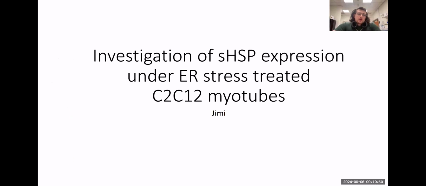I'll briefly go through the things that I'm going to include in the introduction of my thesis and what data I have at the moment, and at the end I want to raise some of the issues that I'm facing. I hope I can get some input before I move to my statistical analysis. This is my final topic: my master thesis, the investigation of small heat-shock protein expression under ER stress treated C2C12 myotubes.